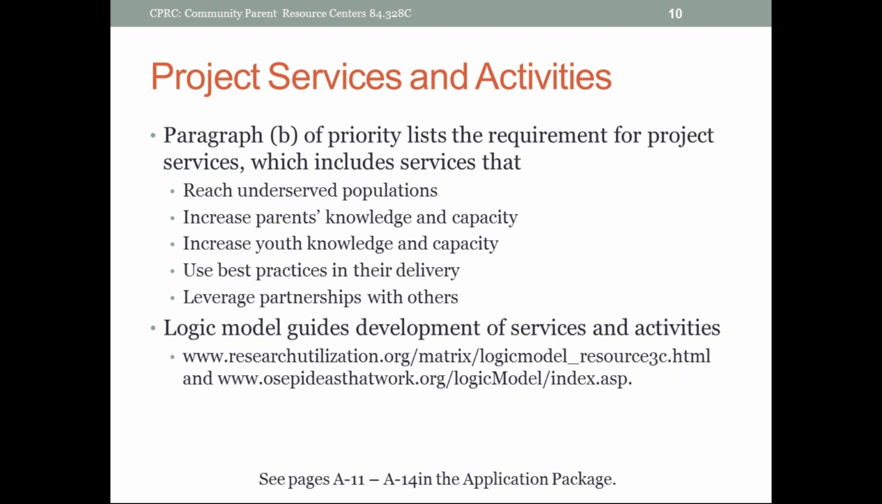The other requirement I want to bring your attention to is that you will need to provide a logic model in your application. And you will need to connect your services and the activities you're proposing to do. You have to connect them to that logic model. You have to make it clear to the reader how the services and activities are connected to the logic model you're proposing. You'll notice on the bottom of the page a reference to where in the actual application you'll find this. Okay?